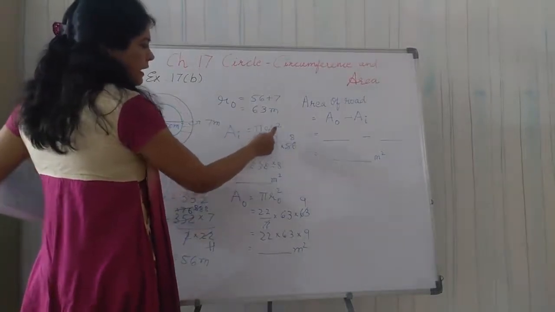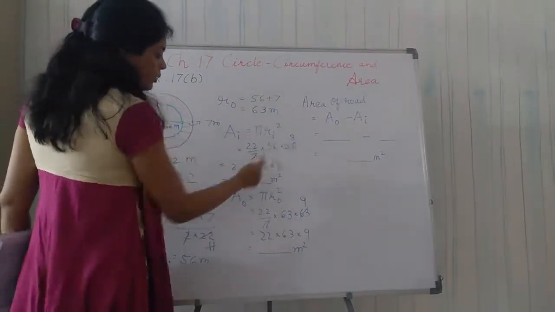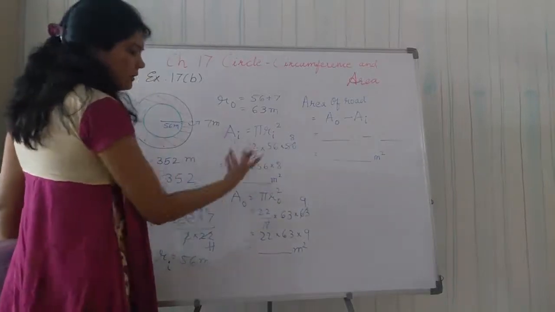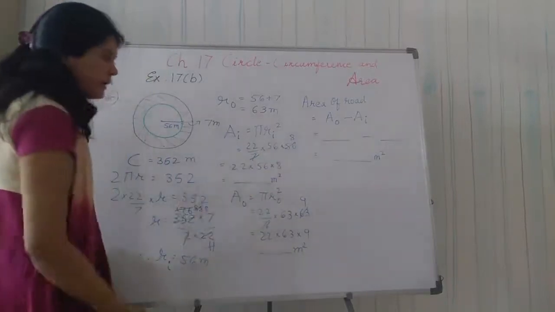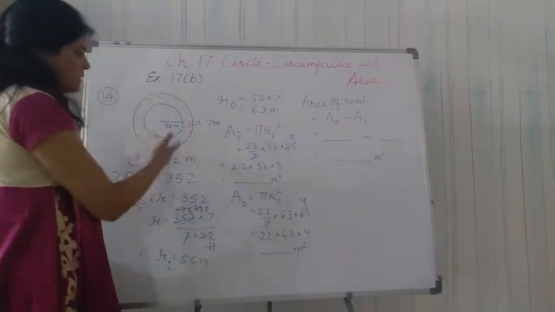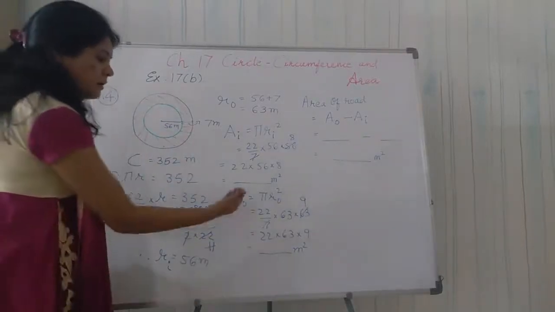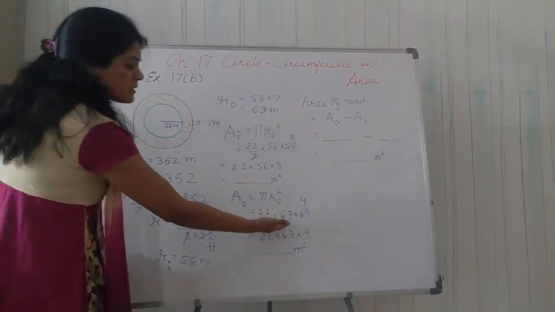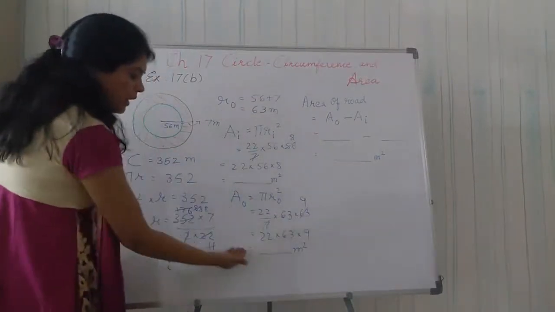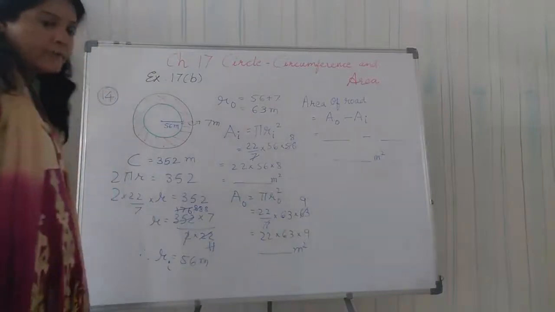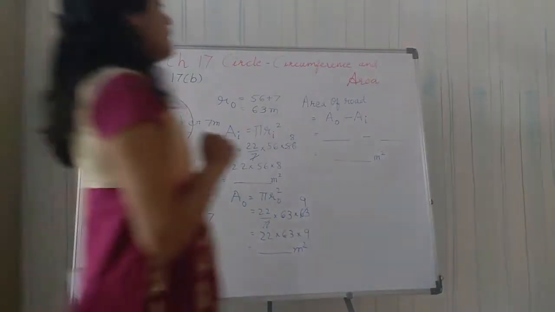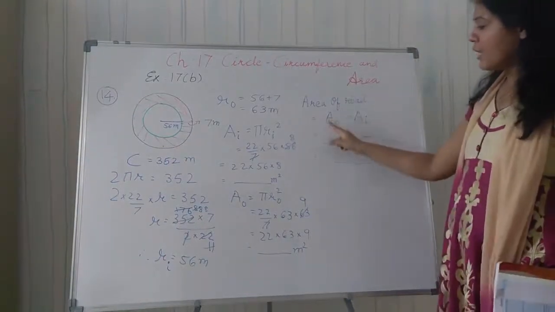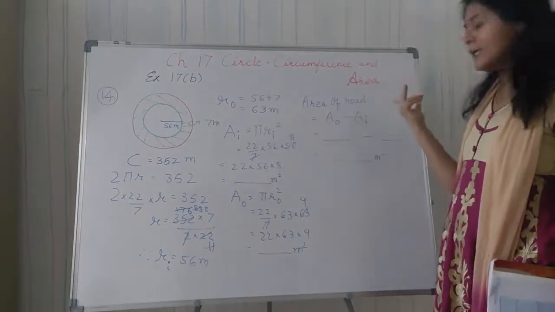Now students, as I explained to you, first of all I found the inner area by taking the inner radius, pi r i square. So by calculation I get 22 multiplied by 56 multiplied by 8. I think you can multiply it by yourself and get the inner area of this park. And the outer area also the same way, taking the outer radius 63 and 63, you can find the outer area. And now we want to find the area of the road. So to get the area of the road, I have to take the outer area minus the inner area.